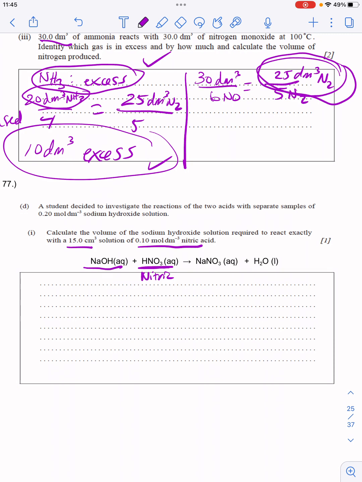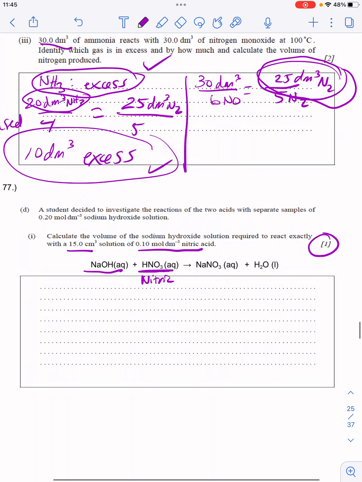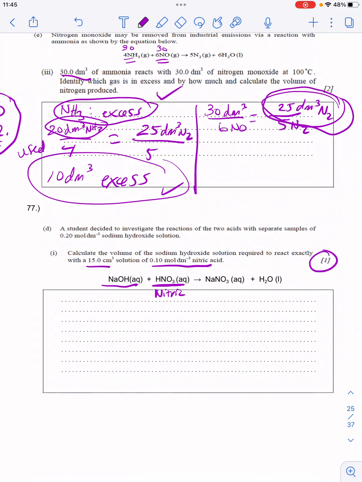Now, this is only a 1-mark question. So typical stoichiometry would take 3 steps to solve this. But if we think about it a little bit more, just like on the last one, when I stopped to think, it was actually pretty easy to figure out what was limiting and what was excess based on the mole ratio. Well, this one has a 1-to-1 mole ratio, so that makes things simpler. And if I line up their concentrations and their volumes, remember that moles is concentration times volume. So in the first one, nitric acid, I've got 0.1 molar nitric acid and 15 cm cubed. In the NaOH, I've got the 0.2 molar, and I don't know the volume. That's what I'm trying to find.